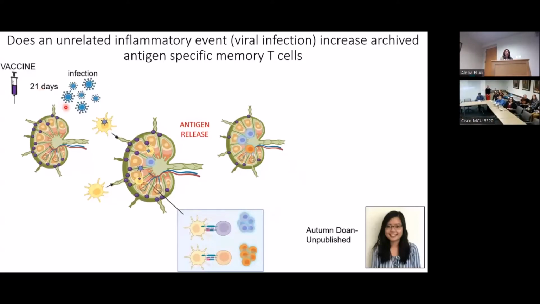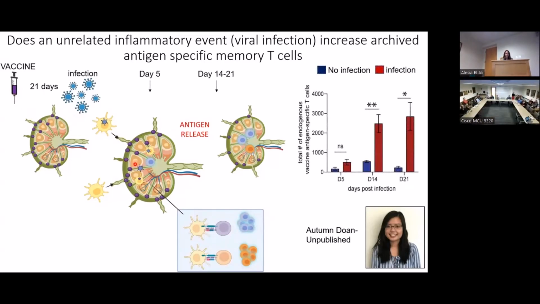And so the prediction here is that during infection, you'll get migration of the virus in the dendritic cells to the lymph node, and that will result in presentation of the viral antigen and activation of the T cells that are specific to the viral infection. But we would also predict that the memory T cells that are specific to the antigen in the vaccine will also proliferate and respond because the antigen is being released by the lymphatic endothelial cells.